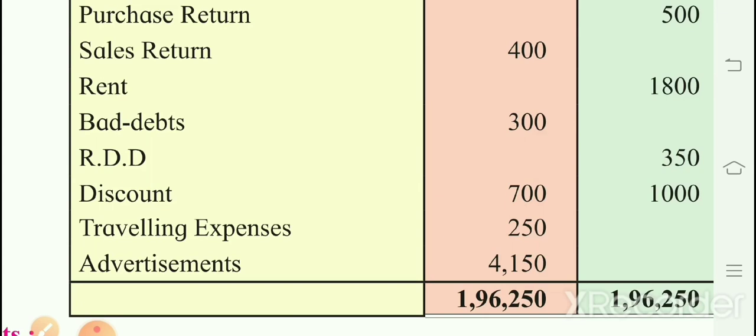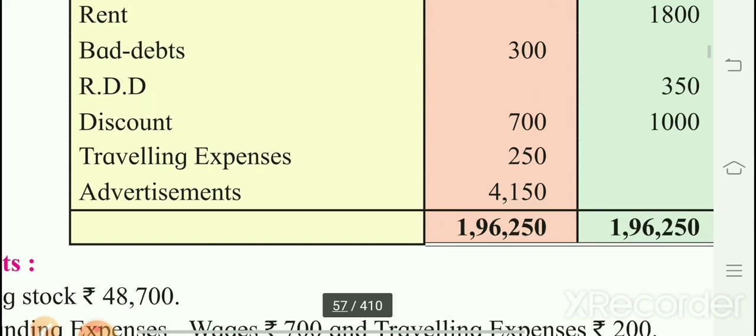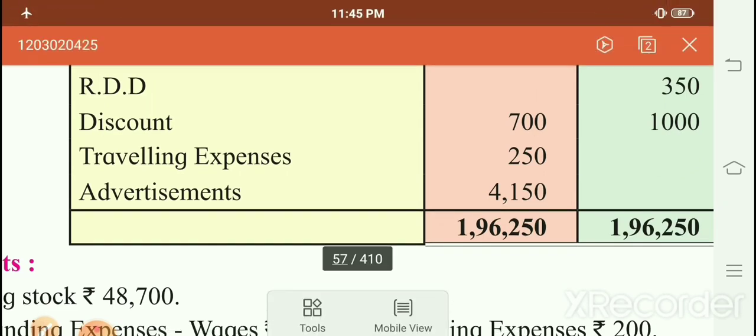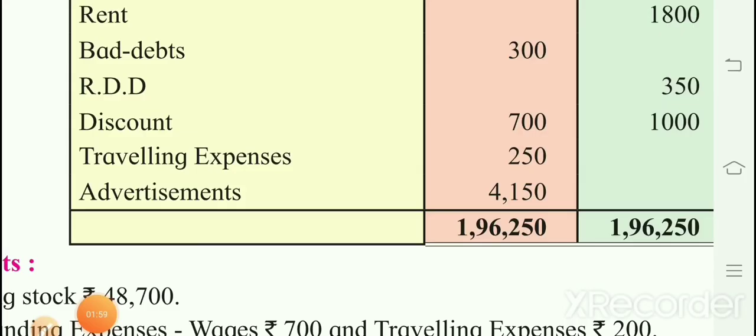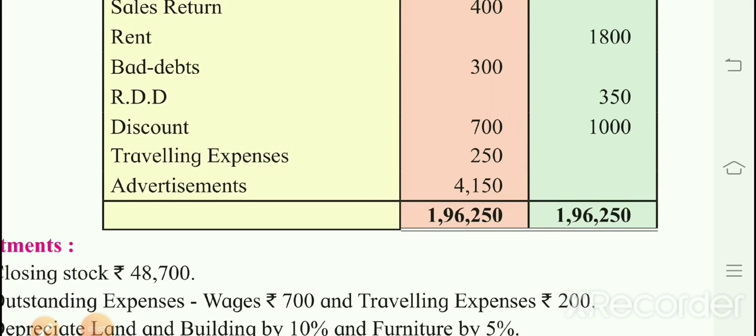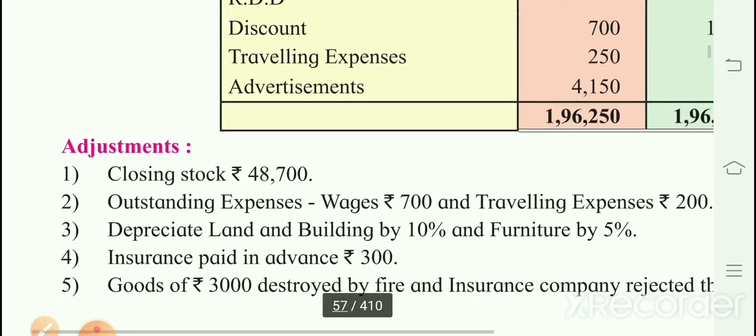Next item, traveling expenses. It will appear on debit side of profit and loss account by rupees 250. Next, advertisement by rupees 4150. It will appear on debit side of profit and loss account. By this way, we have seen the item posting. Now let's proceed towards the adjustments.